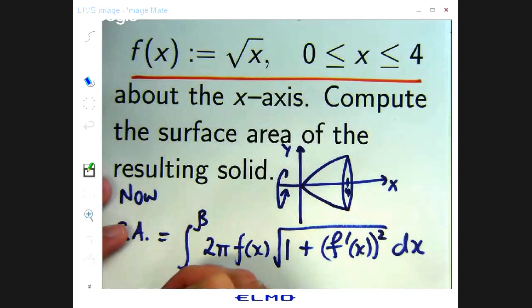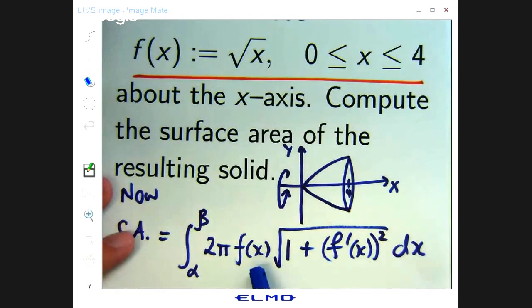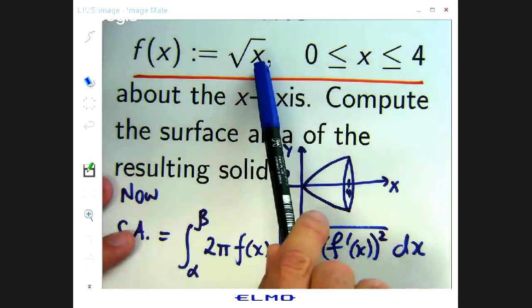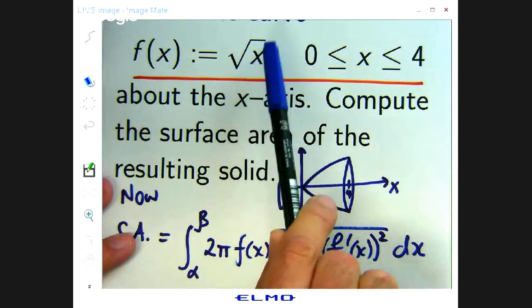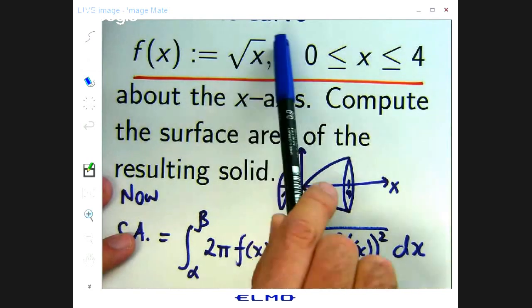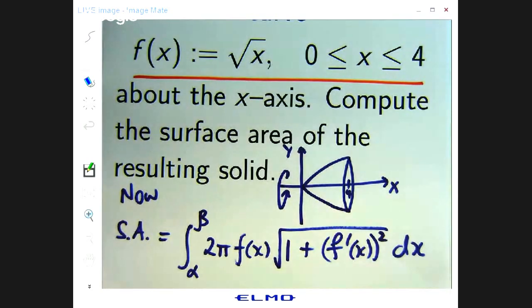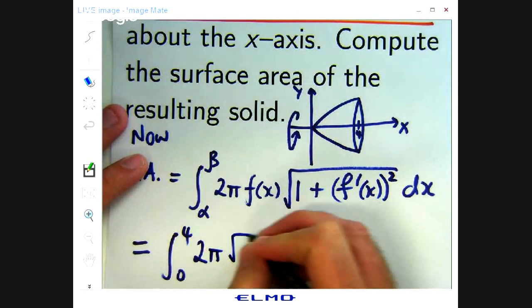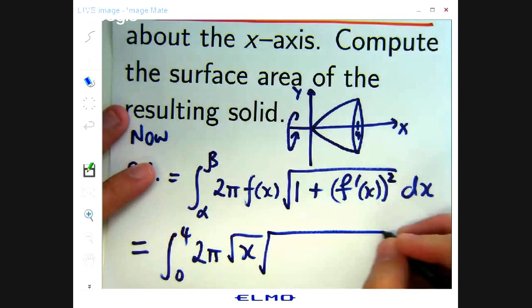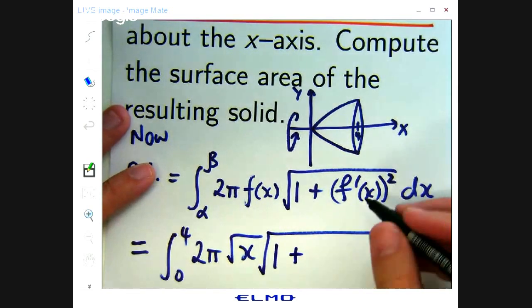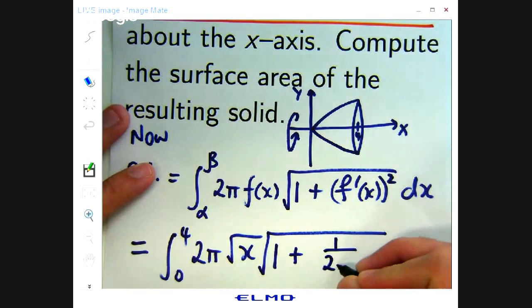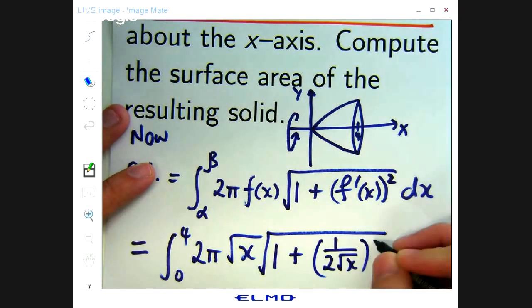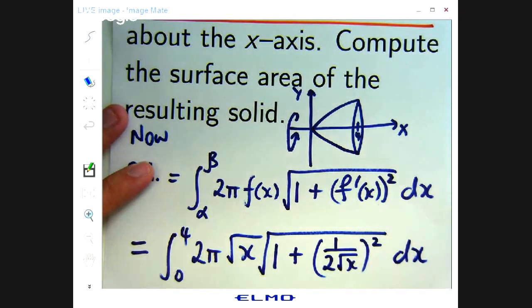So, all right, f of x is that. If I differentiate root x, think of it as x to the half. The half comes to the front when you differentiate it, and you decrease the power by 1, so you get a half x to the negative half, which is just 1 on 2 root x. So let's put this in. So I get 2 pi root x times 1 plus, okay, and the derivative is 1 on 2 root x all squared dx.